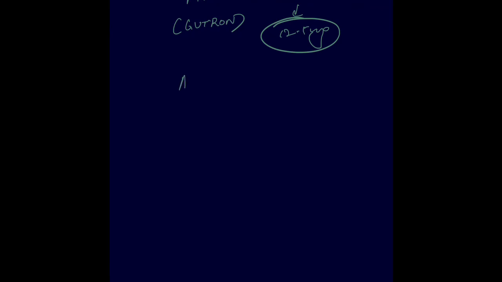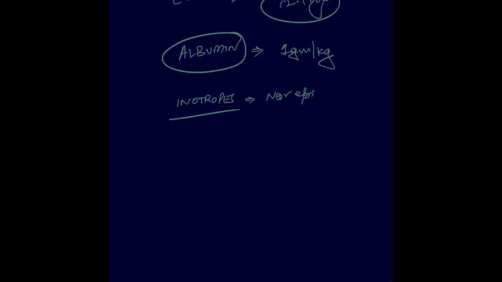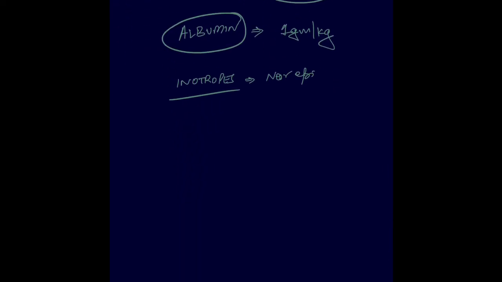Okay, now next you are going to use albumin. Albumin is used to basically increase the intravascular volume so that the renal blood flow is preserved. Albumin is used in the dose of 1 gram per kg. Apart from this, you can also use inotropes like norepinephrine to increase the mean arterial pressure and increase the blood supply to the renal system. Okay, so this is the medical management of HRS.